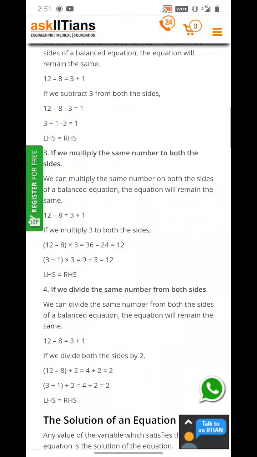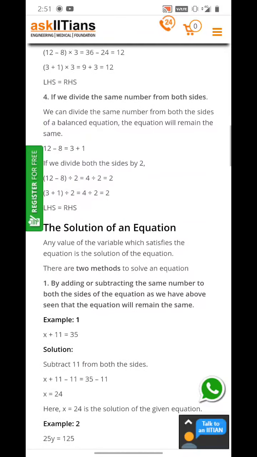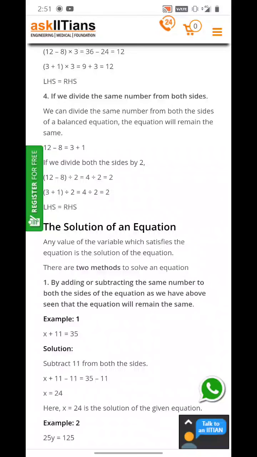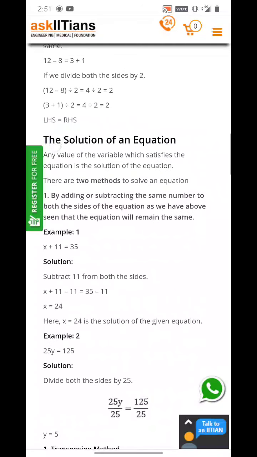You need not remember it. You have to find how to find a solution of an equation. The easy method is by transposing, by transferring constants to one side and variables to the other side. For example, here x plus 11 is equal to 35. The solution is x is equal to 35 minus 11.